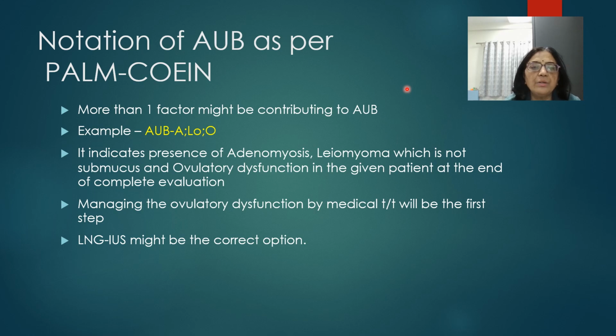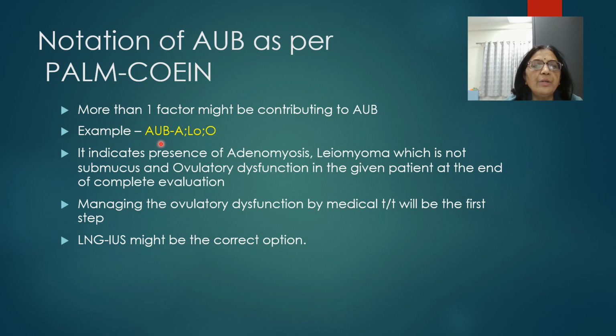Now, this is one important concept I want students to understand, which is how we give the notation of AUB as per PALM-COEIN. Now, what is the whole idea of PALM-COEIN? It is based on this concept that more than one factor might be contributing to AUB. What happens is, so many times we do sonography and we find there is a leiomyoma and we stop evaluating the patient further, which is wrong. We need to evaluate for all the factors, PALM-COEIN. That means we need to thoroughly see whether there is any associated other factor. There might be coagulopathy in the same patient. She might be a case of von Willebrand and she might be having leiomyoma also.